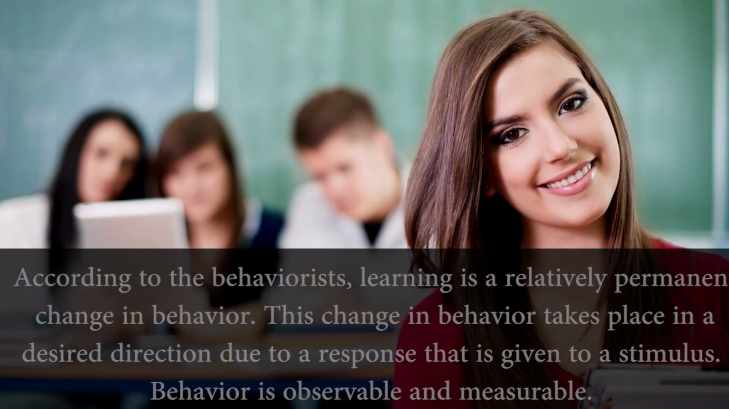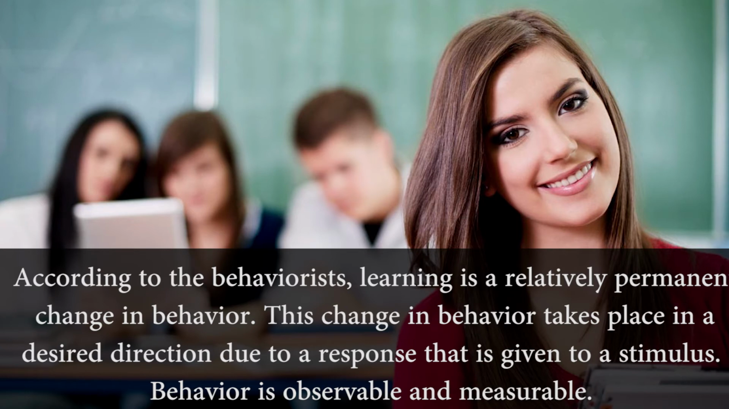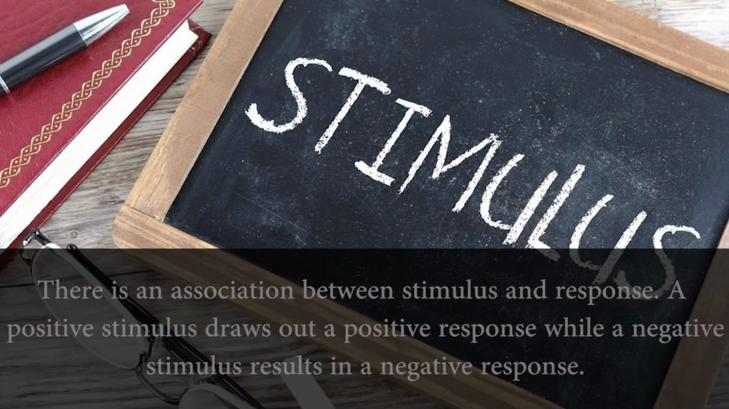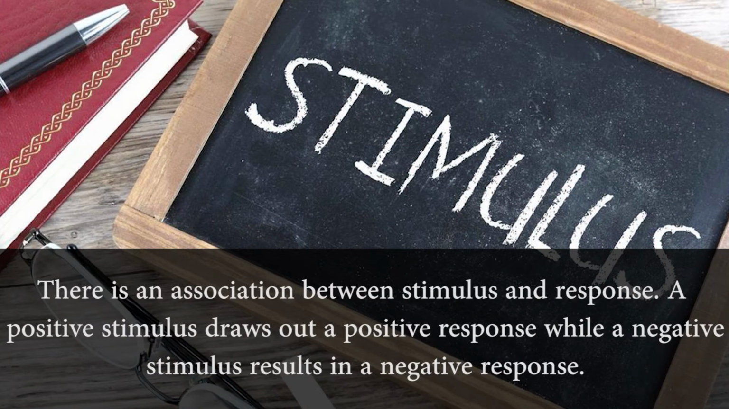According to the behaviorists, learning is a relatively permanent change in behavior. This change in behavior takes place in a desired direction due to the response that is given to a stimulus. Behavior is observable and measurable. There is an association between stimulus and response. A positive stimulus draws out a positive response, while a negative stimulus results in a negative response.